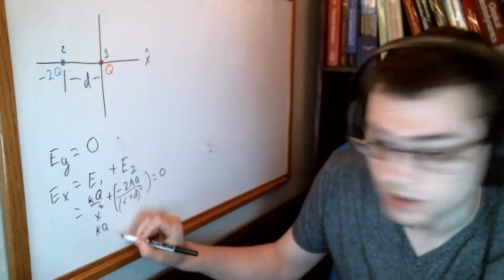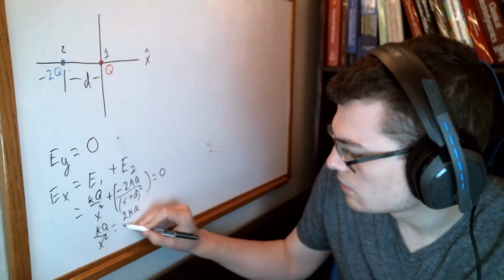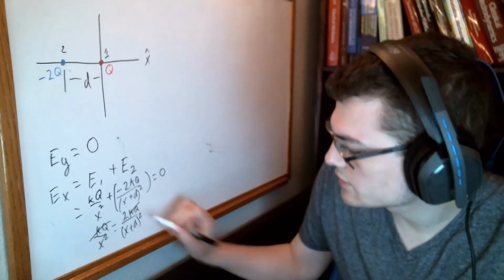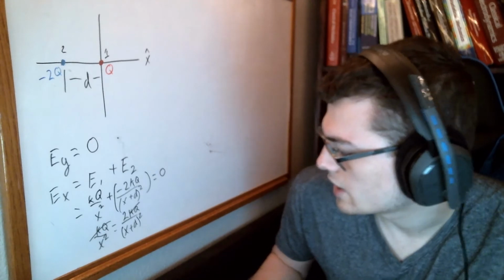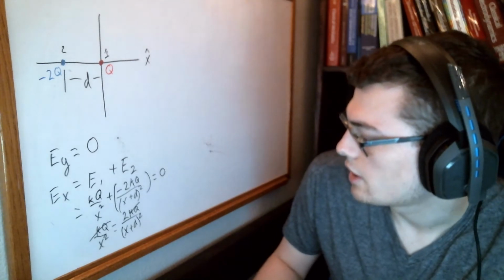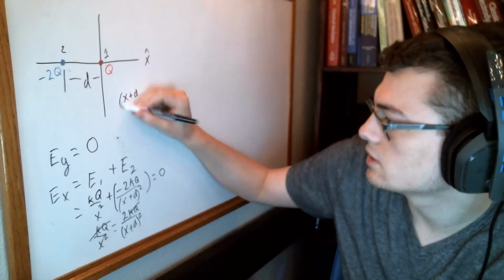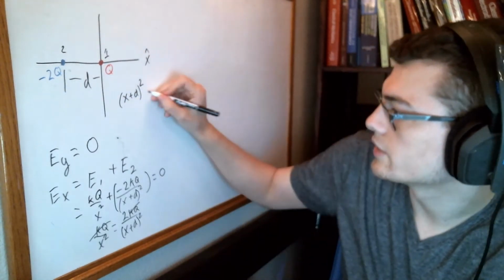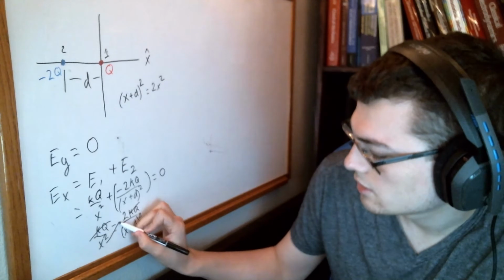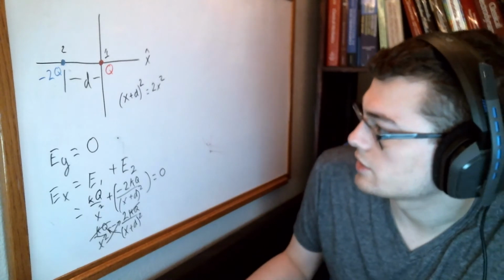So we're going to have kq over x squared is going to be equal to 2kq over (x plus d) squared. And so then the kq's cancel, right? And so then we'll cross multiply the denominators out. And so then that'll give us here, we'll say that this is going to be (x plus d) squared, and then this will be equal to 2x squared. And we just did that by taking the x squared to this side and the (x plus d) squared to that side. So now let's expand this out.